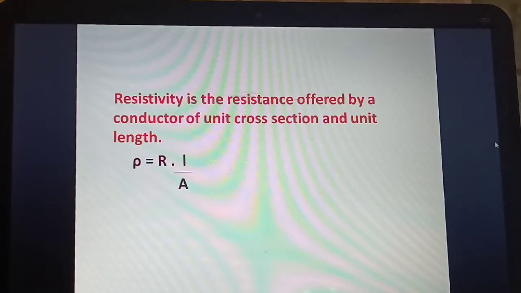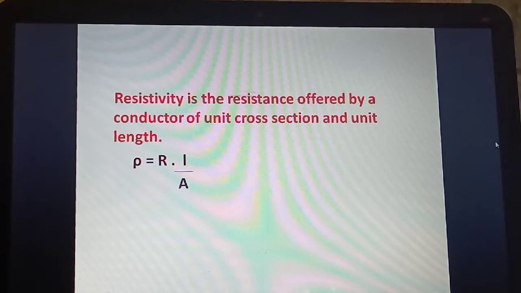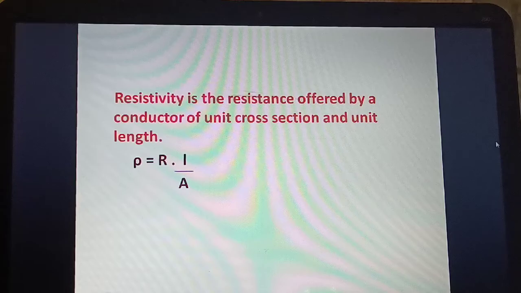Now you may be thinking, what is the difference between resistance and resistivity? Resistivity is the resistance offered by a conductor of unit cross section and unit length. That is the resistivity. So we'll see what exactly the resistivity is.